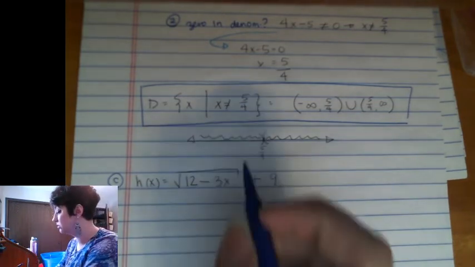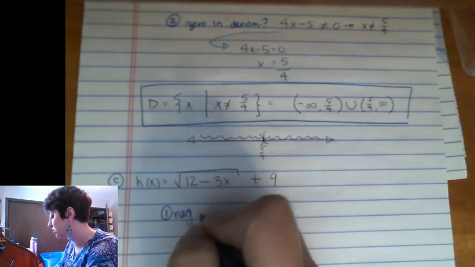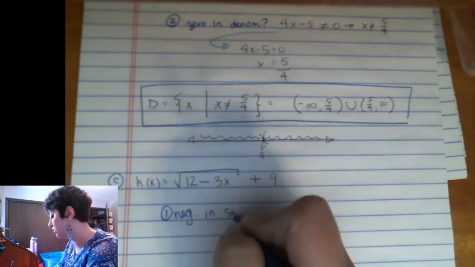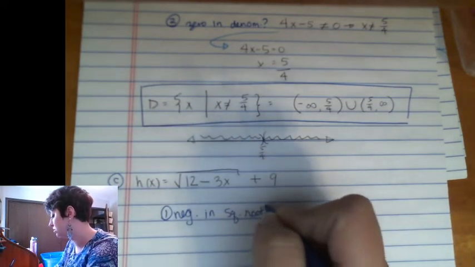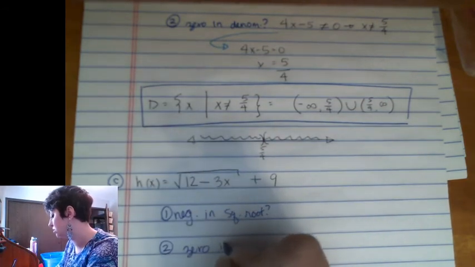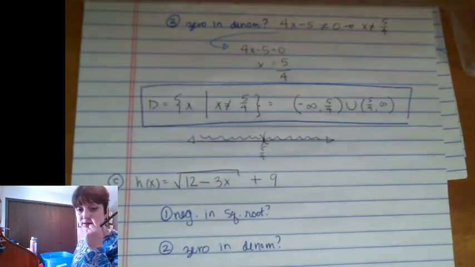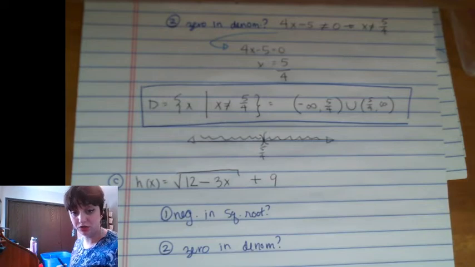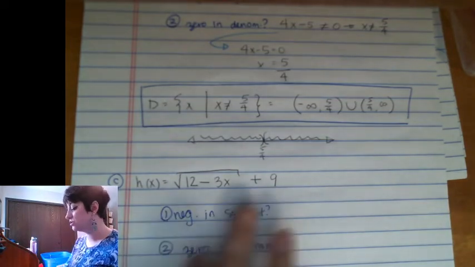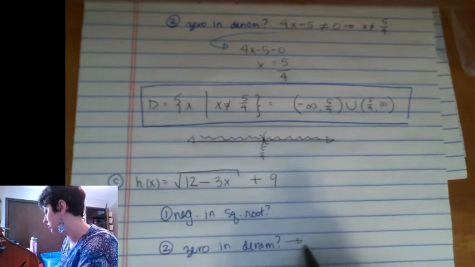Again, two conditions. One, are there any possible negatives in the square root? Two, are there any possible zeros in a denominator? That's all we're checking for. Now, there's no denominators here that could possibly be zero, so the second condition gives us no restriction. So it basically doesn't matter.